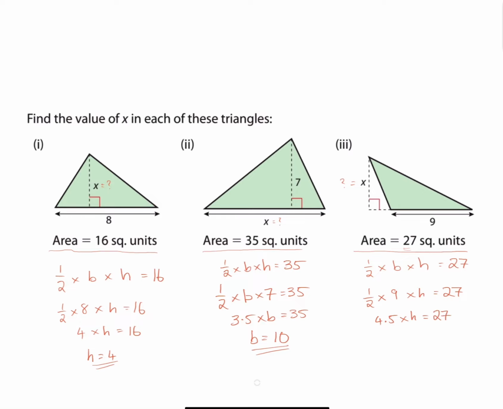So you'll have to use a calculator here, okay? So take out your calculators. And what number multiplied by 4.5 gives you 27? What we do is we take 27 and we divide it by 4.5. And when you divide it by 4.5, you get 6. Because 6 multiplied by 4.5 is 27. Alright, so the height must be 6.